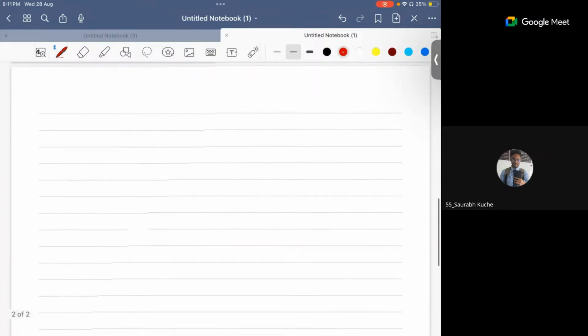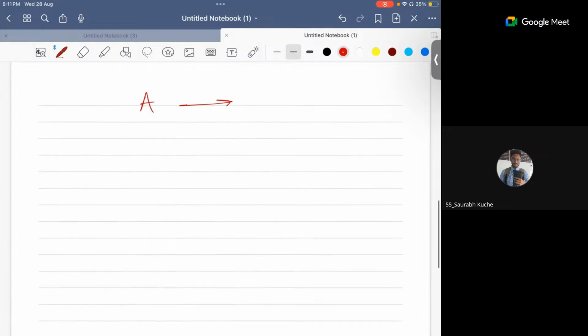And any graph, if it is written like this, is also a directed graph. Even if you have just one single directed edge, if you are able to see it, the whole graph will become a directed graph. So I hope this is clear.